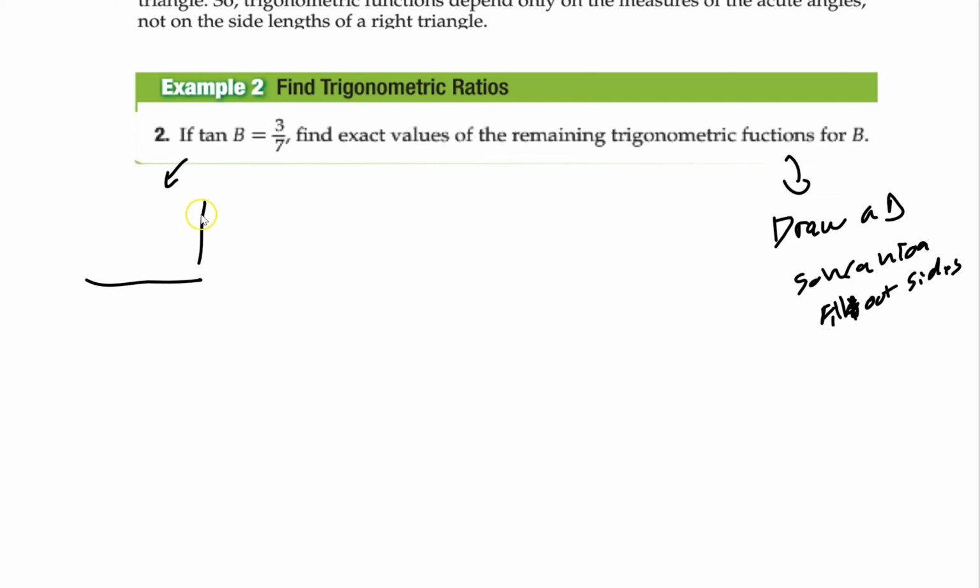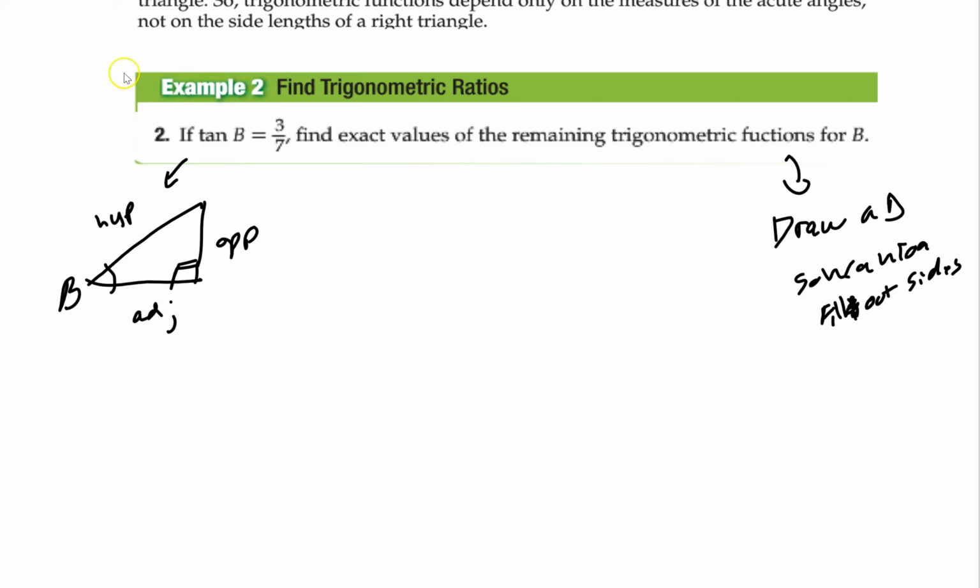So I'm just going to draw a triangle. Get used to this, we're going to draw lots of these. It's going to be a right triangle. Let's say this is B, it doesn't really matter. Now I'm going to label my sides. Remember, if this is angle B, that makes this opposite, because it's across from it. Here's my right angle, so that's the hypotenuse. This is adjacent.